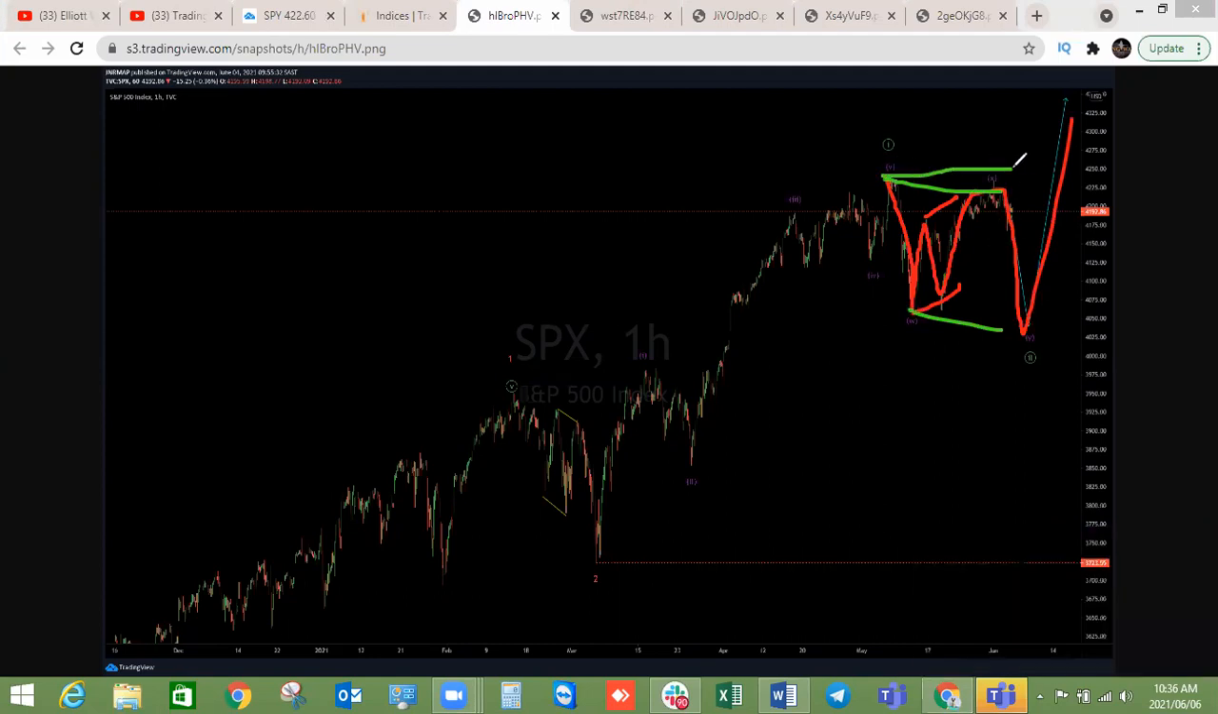As long as we are still under this level here, that move is still a possibility, because if it just goes from here, the structure will not make sense. There is no such structure in the wave theory as this. This is not a correction. It is neither of the corrective structures that Elliott discovered.